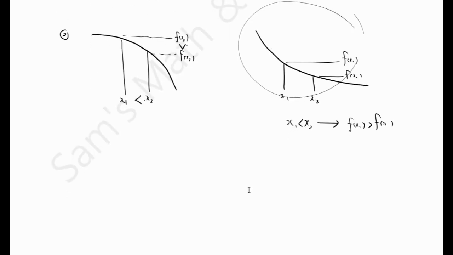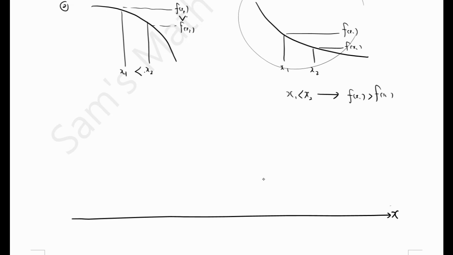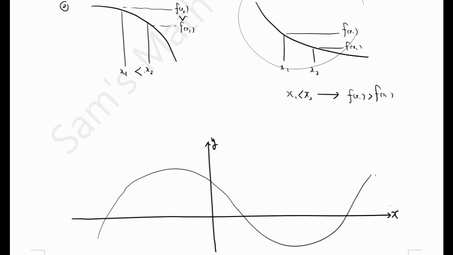How about this curve? The horizontal axis is the independent variable. The vertical axis represents the dependent variable. So this is like this curve. This curve has points A and B. From minus infinity to A, take x1, x2. x2 is greater than x1, and f(x2) is greater than f(x1). So this is an increasing curve.